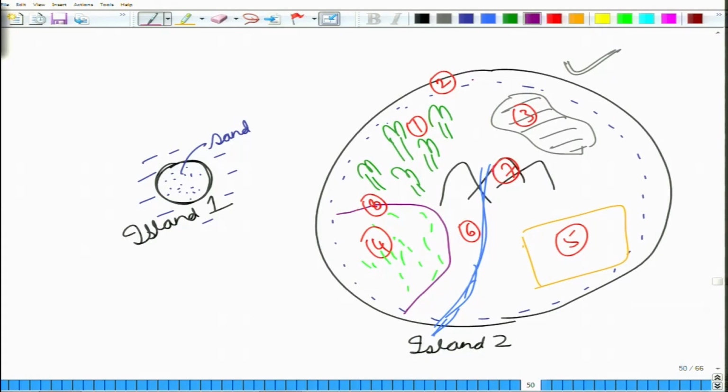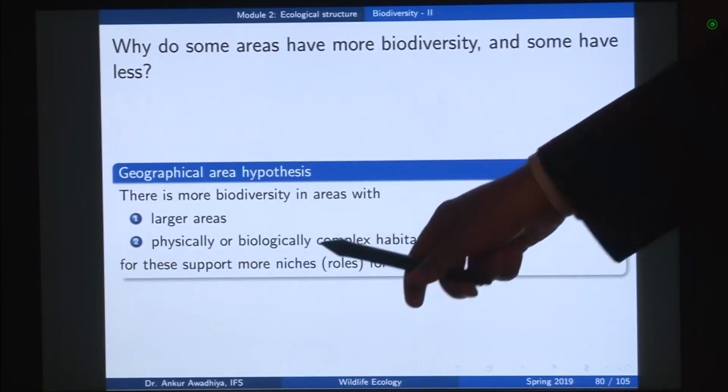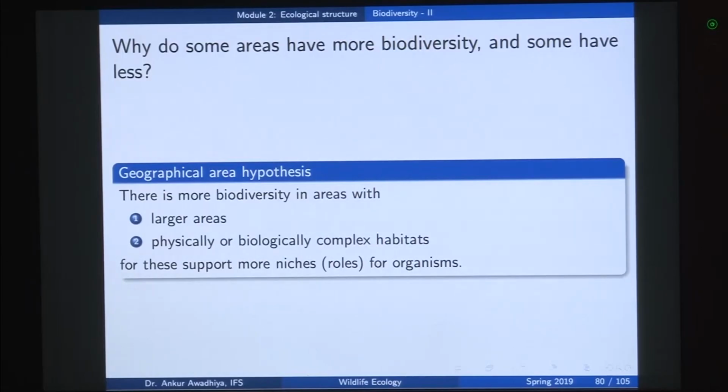Then you might even have a species that lives at this confluence, at the ninth confluence, which is between the forest and the swampy lands. So, more complexity in the habitat, physically or biologically more complex habitats, will correlate with a larger amount of biodiversity. And for areas that are larger in size, it is more probable that you will have more varied habitat conditions available. So, the geographical area hypothesis says that you will have more biodiversity in areas that are large and in areas that are physically or biologically more complex.